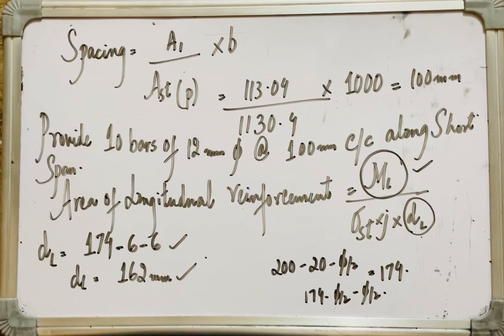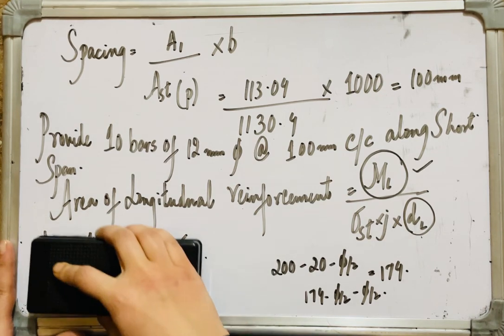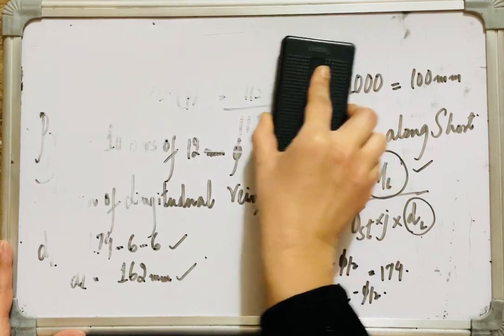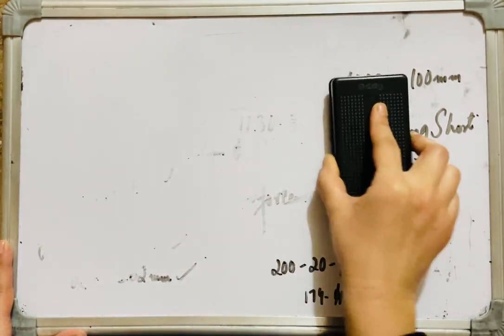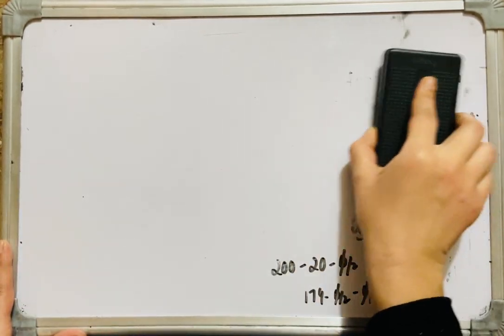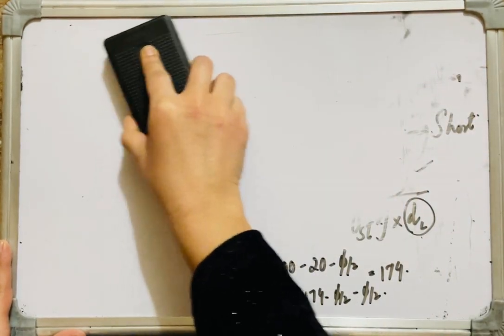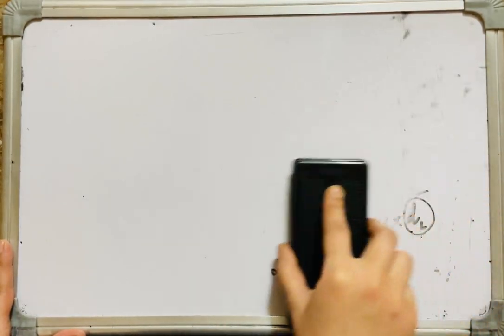Keep these things in mind, the rest is all very easy. All right, let's move on. So how much is my d? It's 162. Now let's calculate my area of longitudinal reinforcement on the same lines as we calculated the area of main reinforcement. That was the area of reinforcement required along the shorter span.